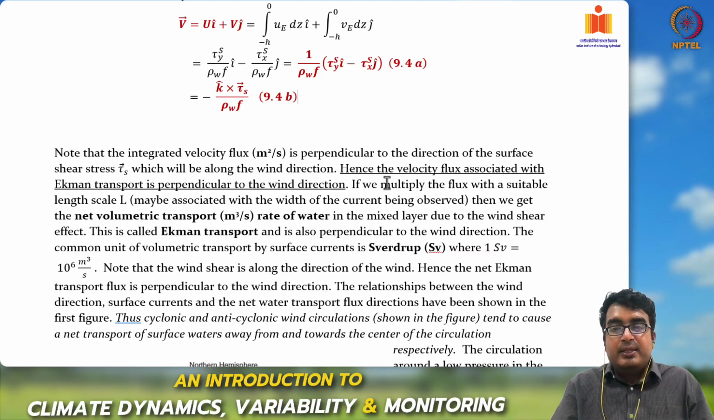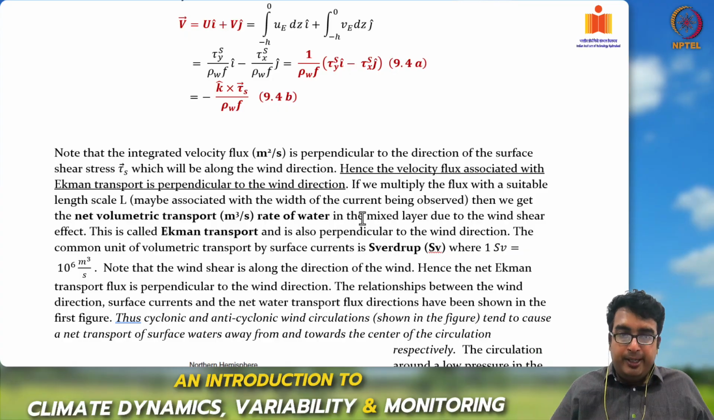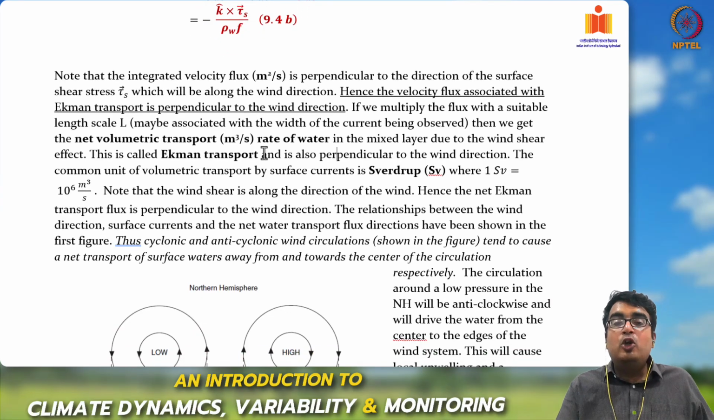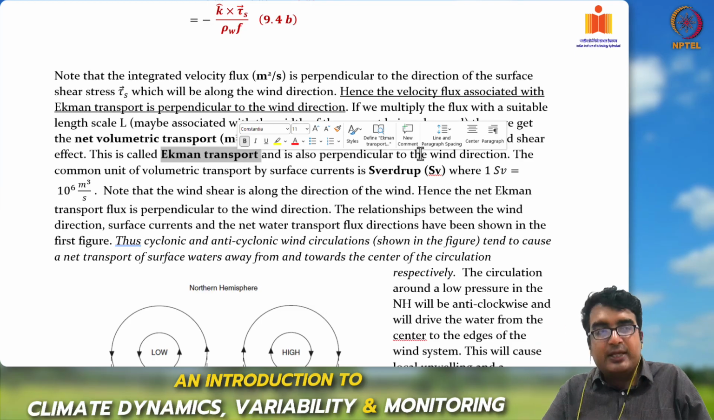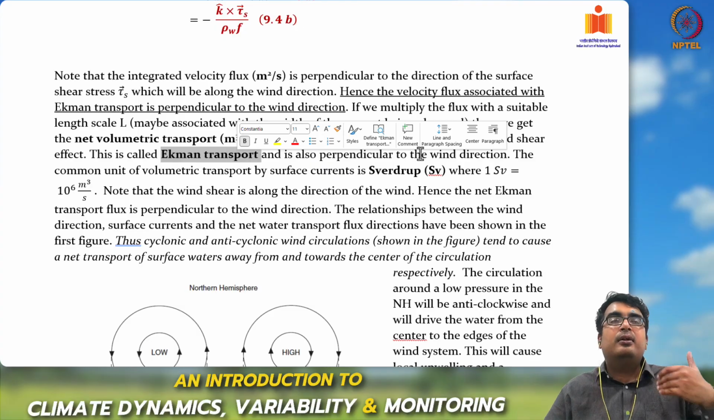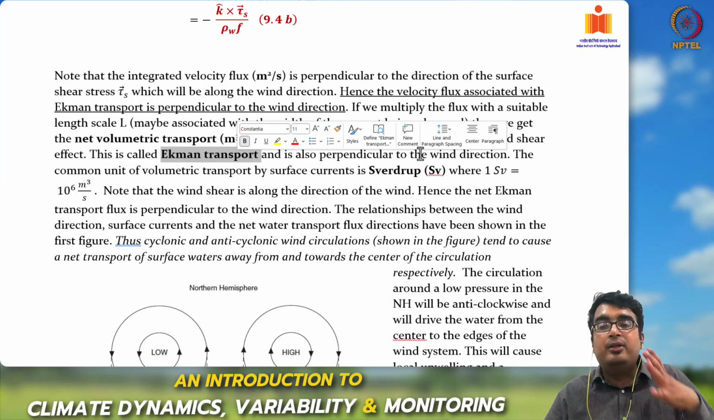Hence, the velocity flux associated with Ekman transport is perpendicular to the wind direction. If we multiply the flux with a suitable length scale L, which may be the width of the total ocean current, then we will get the net volumetric transport rate of water in meter cube per second. This is called the Ekman transport and is also perpendicular to the wind direction. You are basically multiplying the meter square per second with a length scale, which is usually the width of the current over which you want to see the volumetric transport.